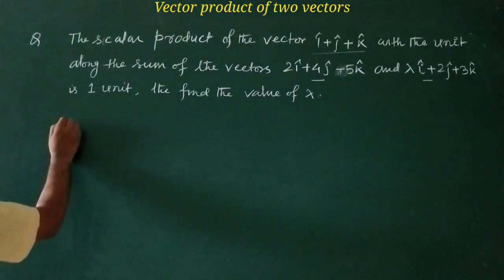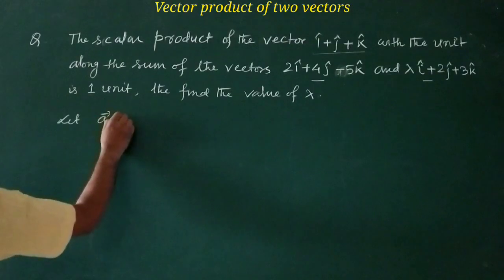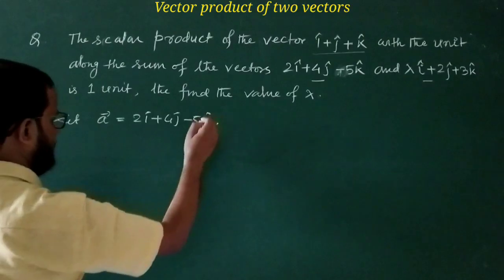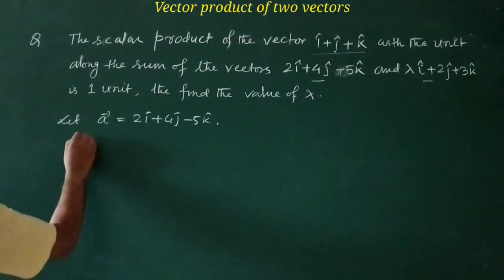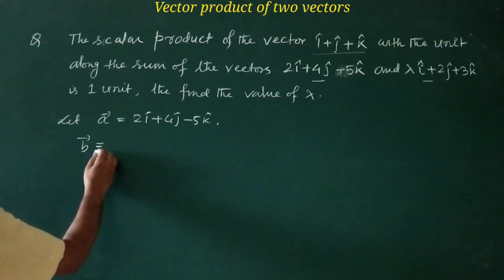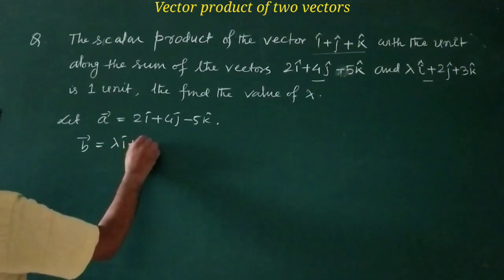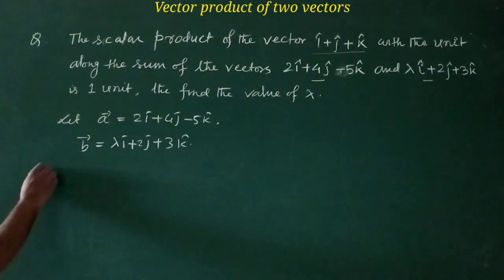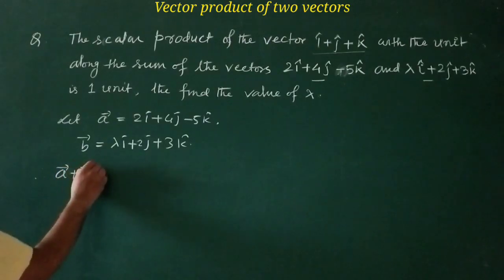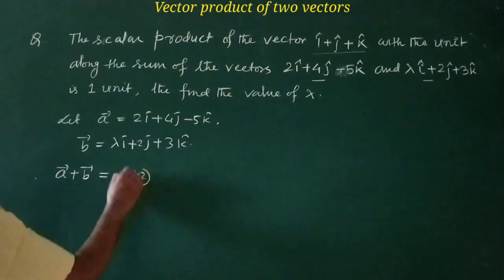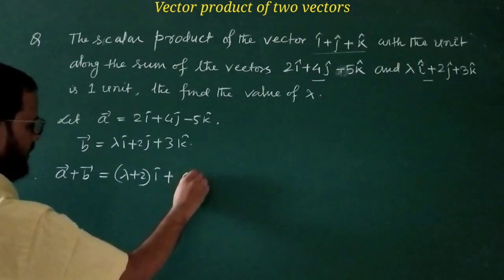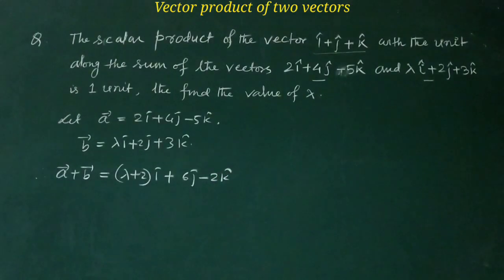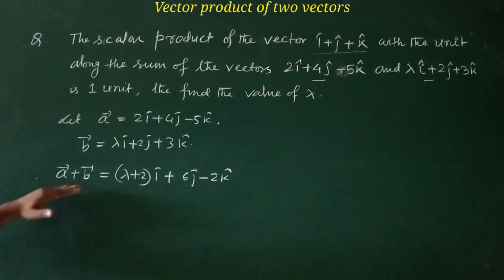So if you start, suppose let A vector is equal to what? 2 I cap plus 4 j cap minus 5 k cap, and B vector is equal to what? Lambda I cap plus 2 j cap plus 3 k cap. ठीक है, this is the solution. Then find A vector plus B vector, the sum. सम निकालेंगे तो क्या होगा? Lambda plus 2 I cap plus 6 j cap minus 2 k cap. Okay, this is your A plus B vector. Now you have to find the unit vector along the direction of this vector.